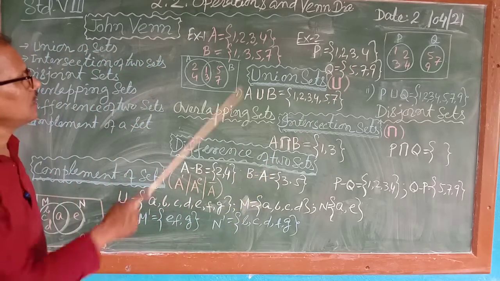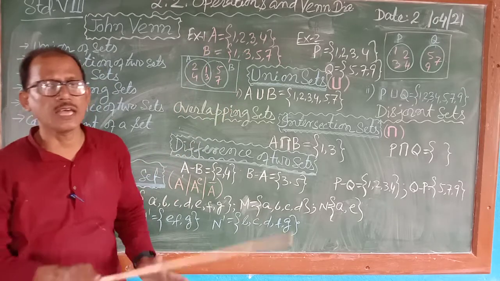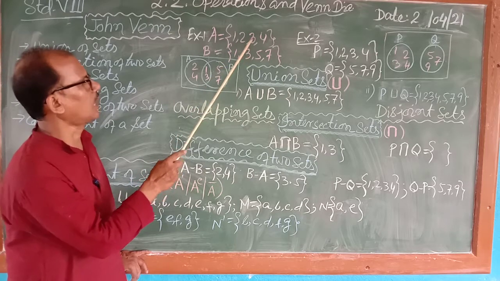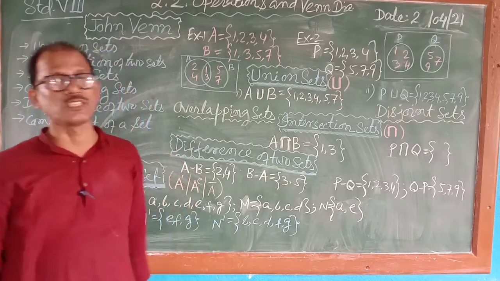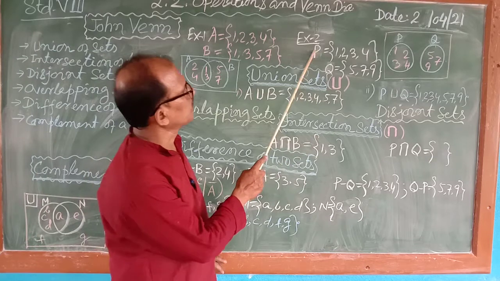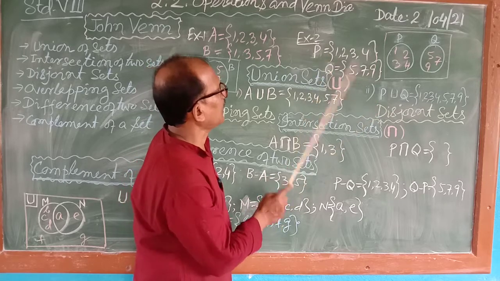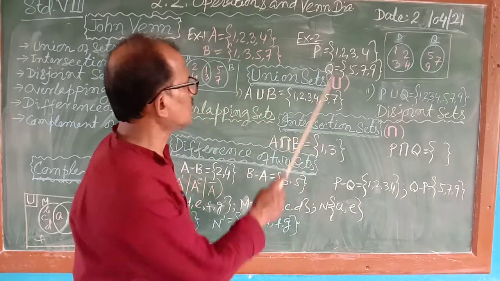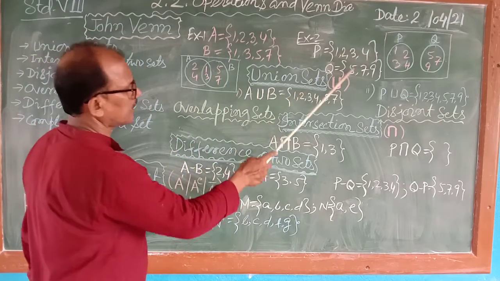Let me show you. Seeing the elements, you can see these two sets are somewhere overlapping. Element 1 and element 3 are overlapping. These two elements are common. Therefore, A and B are overlapping sets. Whereas if you see the elements of these other two sets, none of the elements are common. The elements of this set are different from the other one. So these two are disjoint sets. This is the example of overlapping sets and this is the example of disjoint sets.